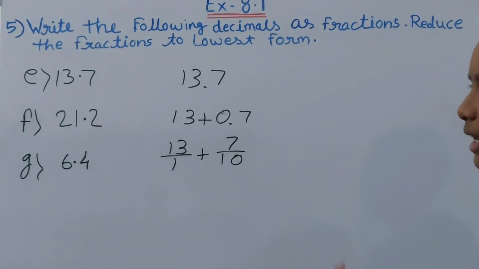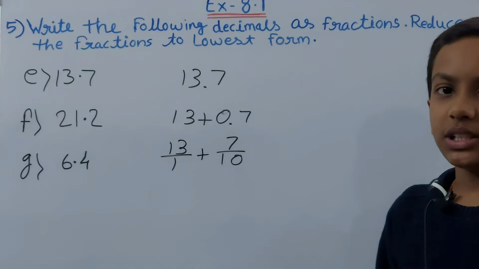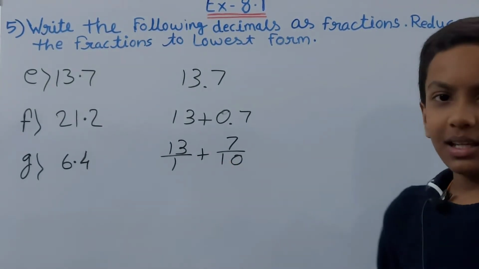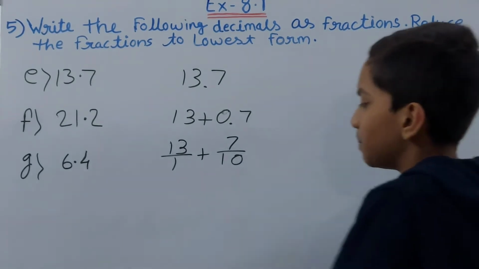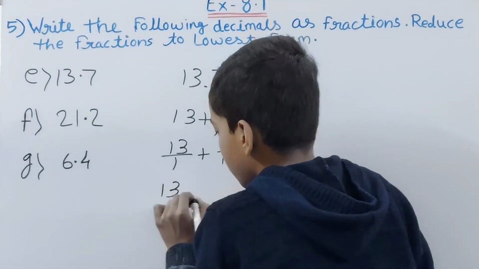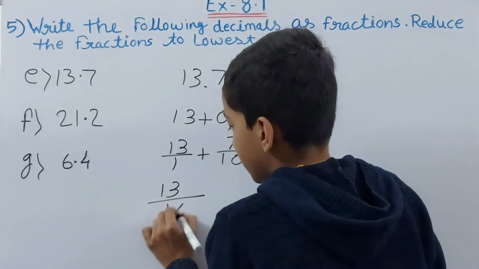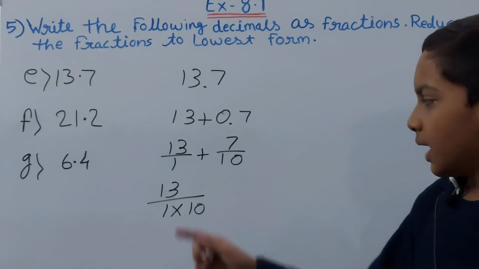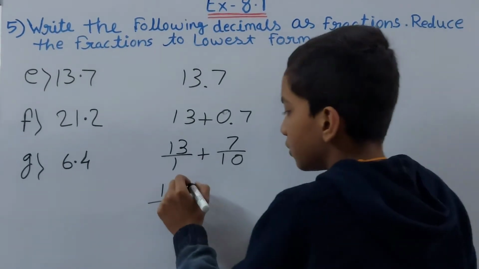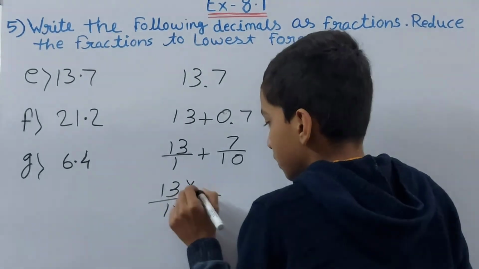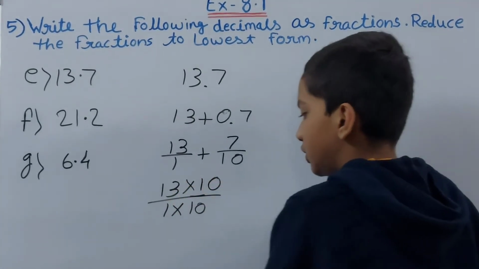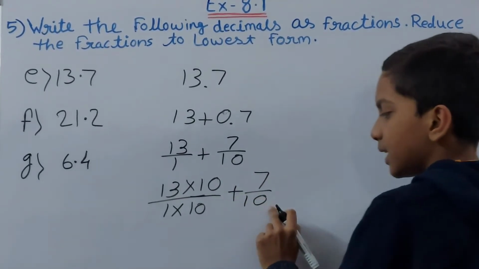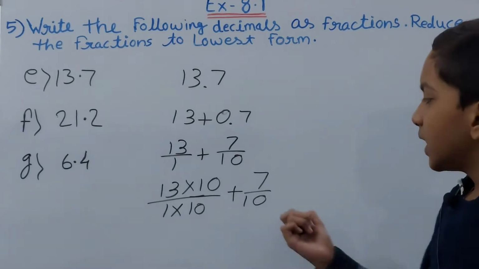Alright. Now we cannot add them as the denominators are not the same. So let's equal the denominator. So for 1 and 10, the LCM will be 10, so that means 13 over 1 here, so 1 into 10, and as we are doing the multiplication in the denominator, the same we will do in the numerator. So this becomes 13 into 10 plus 7 upon 10, as the denominator here is 10 only, so no need to do anything with this fraction.